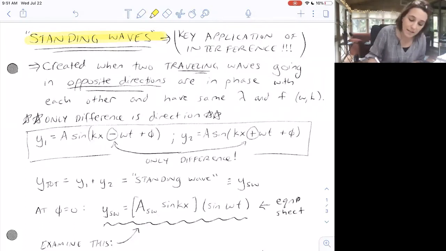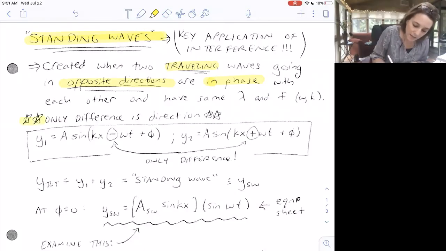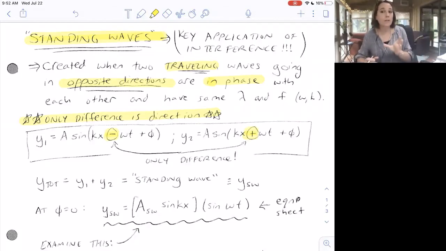So the main idea for standing waves is that it's two traveling waves. They're heading in the opposite direction. They're in phase with each other, so they have the same wavelength and the frequency. And the only difference between the two is the direction of motion. So kx plus omega t is traveling to the left. Kx minus omega t is traveling to the right.